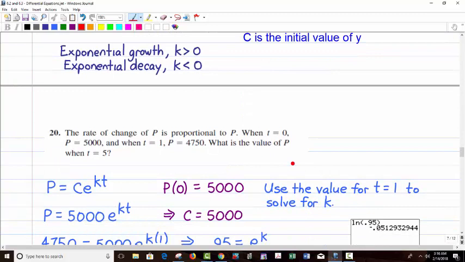So this is telling us the rate of change of p is proportional to p. So that means we use that model. When t equals 0, p equals 5,000. And then when t equals 1, p equals 4,750. What's the value of p when t equals 5?